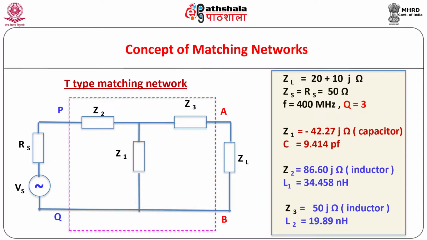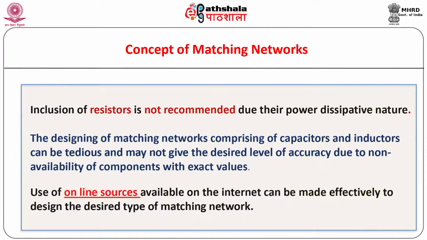In the earlier module, we have discussed the computation of network impedance. It will be a good numerical computational exercise to verify the matching of the input and output impedances of these two circuits to the source and load impedance respectively. Thus, for a given load impedance ZL, we can obtain matching networks comprising reactive components like capacitors and inductors. Note that inclusion of a resistor is not recommended due to its power dissipative nature. The designing of matching networks comprising capacitors and inductors can be tedious and may not give the desired level of accuracy due to non-availability of components with exact values.